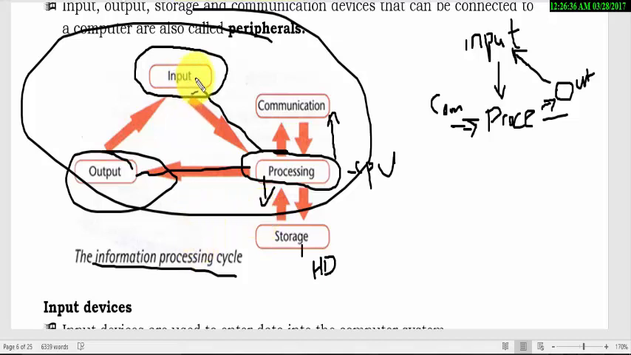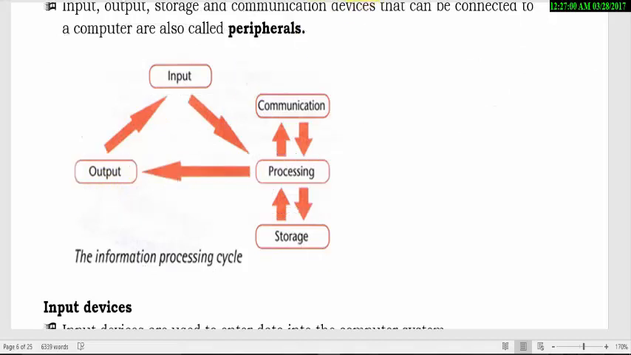where input means that you enter data into the computer. When data is entered into the computer, it is processed by the CPU, and then this information can be communicated to other people, or it can be stored on the computer or outside media, the storage media. This way we are also able to see it using the output devices. Thank you very much, students.